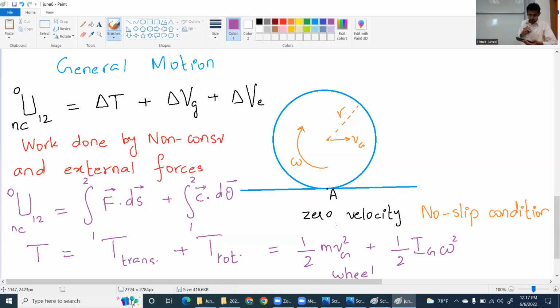C should be the applied moment, no? If this is FDS, then it should be applied moment, M d theta. So C is M, but I'm not sure why, out of the blue, I started to use C. Yeah, you can use M for applied moment.